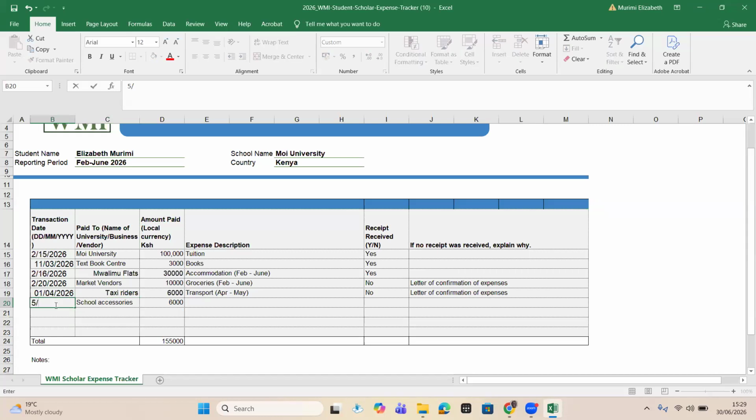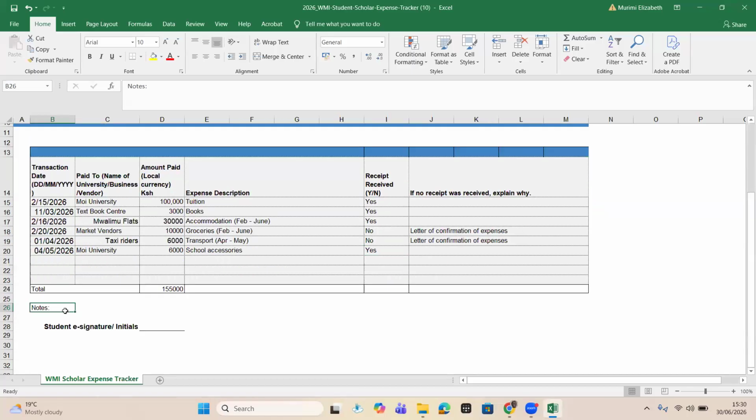So just do what you need to do to make sure that the totaling is not interfered with. And then I could say, so the school accessory is actually here. And here I would say Moi University. So I bought them from school and they gave me a receipt. Okay. Yeah, so that's it. So in case of any notes, you can let me know down here and then also sign off down here. So it is as simple as that.